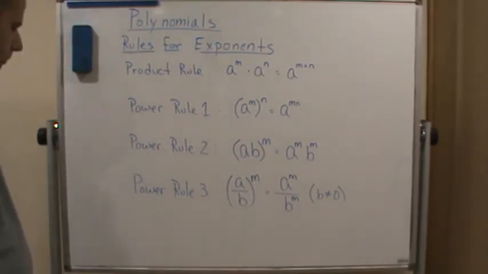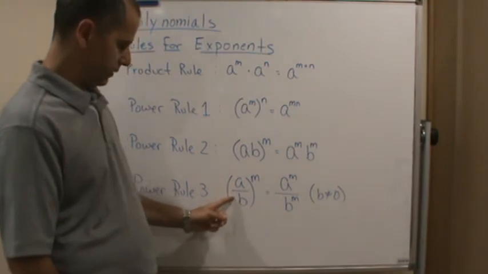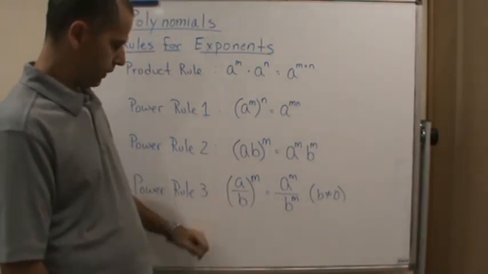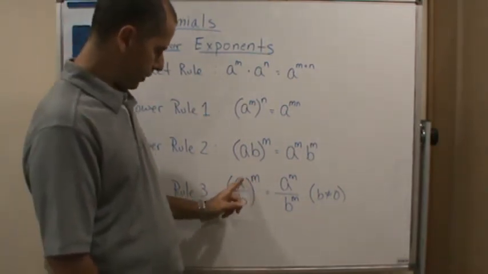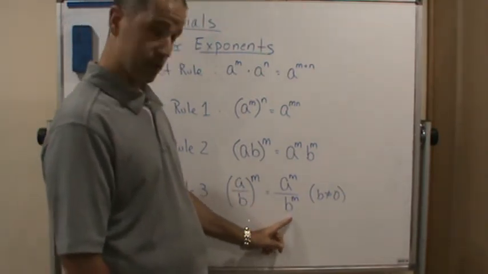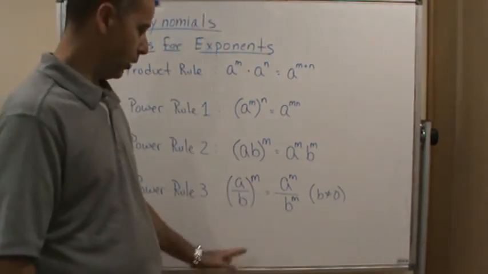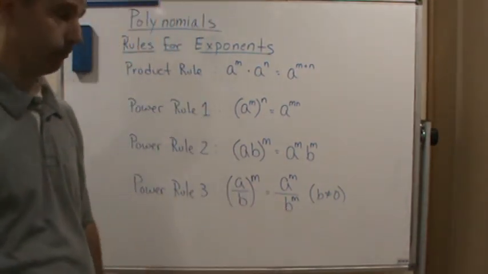And the third and final rule is basically saying the same thing for quotients. So if I have the quotient of 2 bases, the quotient of 2 numbers, I can distribute the m to both the numerator and the denominator as such. And of course, b can't be equal to 0, but these are going to be equal.